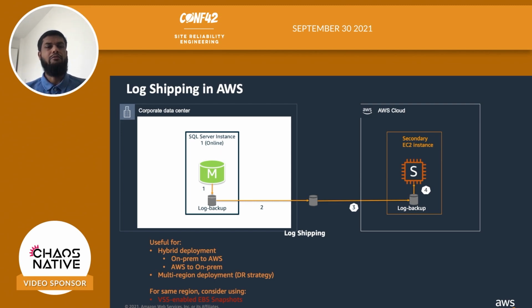Or you can have a multi-DR, multi-region DR deployment strategy using log shipping as well. But if you're in the same region, I would rather suggest you do the VSS and EBS snapshot. That is far quicker and more efficient in the same region to be able to do the disaster recovery.